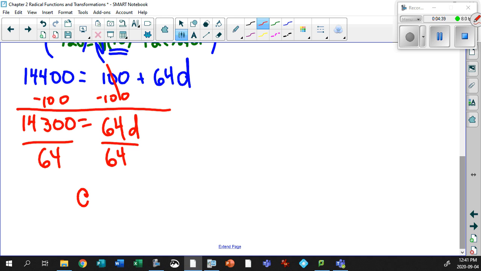Throw that on your calculator. I'm going to cheat a little bit because I already did this. It's 223 feet, your distance. And don't forget to tell me the units, because distance in this particular question is in feet.